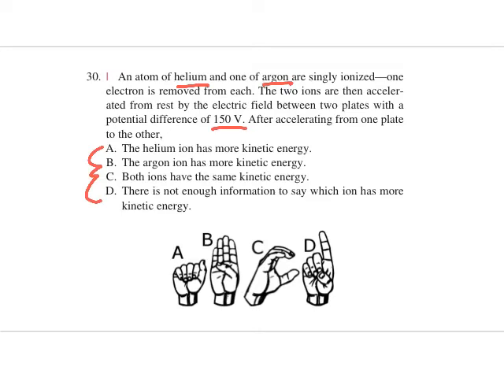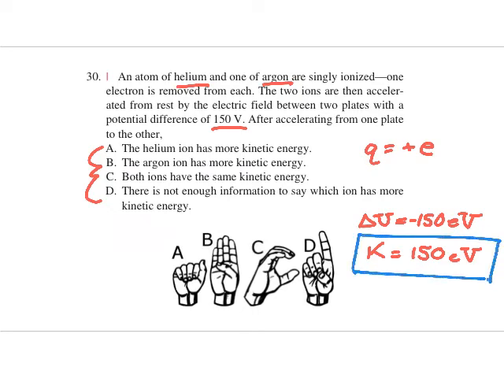Okay, they're singly ionized. So what's the charge on each one? The charge on each one is just going to be equal to plus e, the fundamental charge. So as a consequence, the change in potential energy is just going to be 150 electron volts. Oh, by the way, the change in potential energy is actually negative 150 electron volts. They lose potential energy, so they gain kinetic energy. The kinetic energy of each one of them is going to be 150 electron volts.